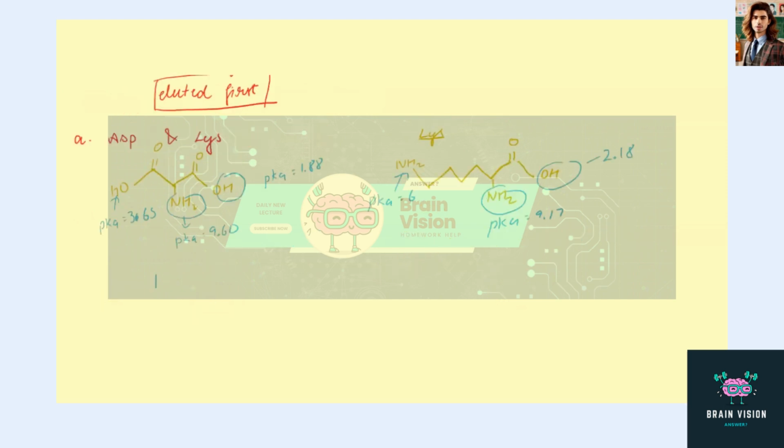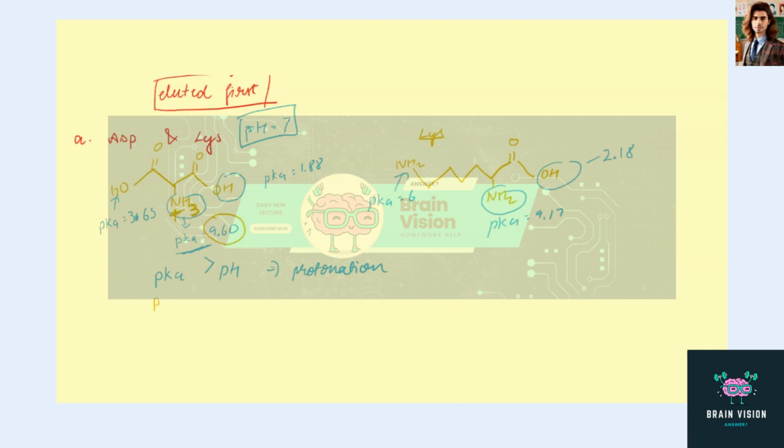So, if the pKa value is greater than the pH of the solution or the buffer, then protonation will happen. Protonation meaning hydrogen will be added. For example, the pH in this case is given to us as 7, right? And if you look at the pKa value of the NH2 here, what will happen? The pKa value is 9.60, which is greater than the pH, that is 7. So it will get protonated, meaning one hydrogen will be added and this will become positively charged, right?